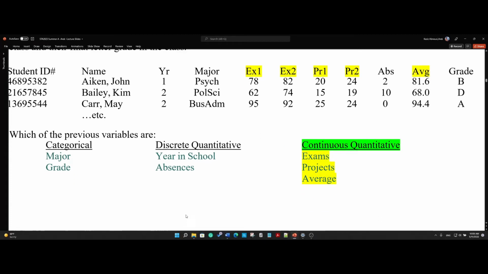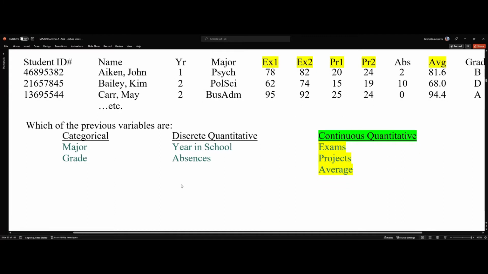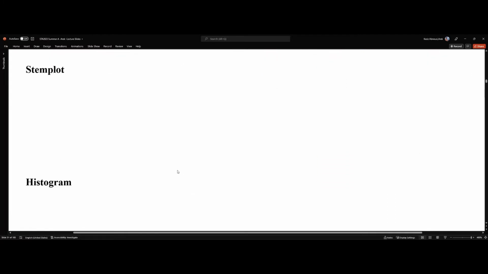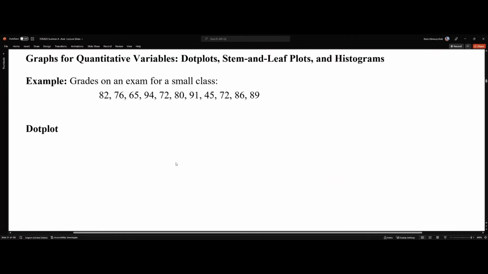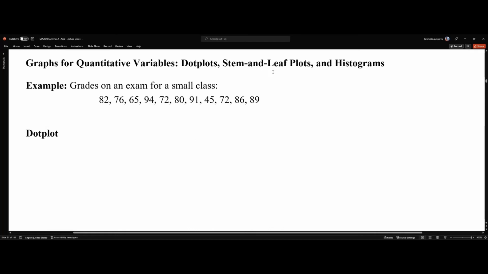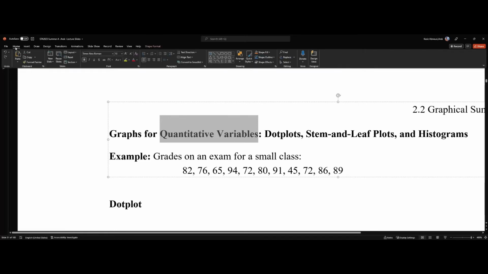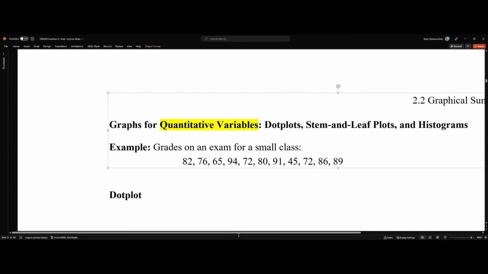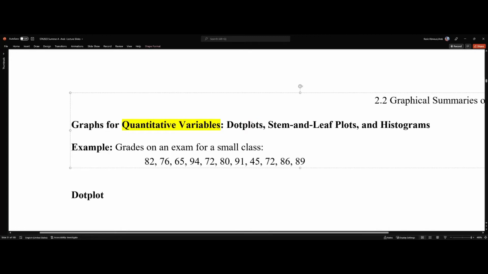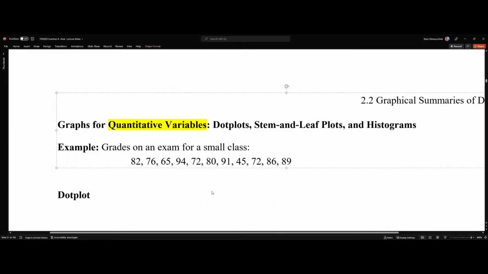So we did this exercise. Now we'll go into another exercise. Actually, we'll introduce the three types of graphs for quantitative variables. So let's highlight this, guys. Graphs for quantitative variables are dot plots, stem-and-leaf plots, which is also called a stem plot, and histograms.